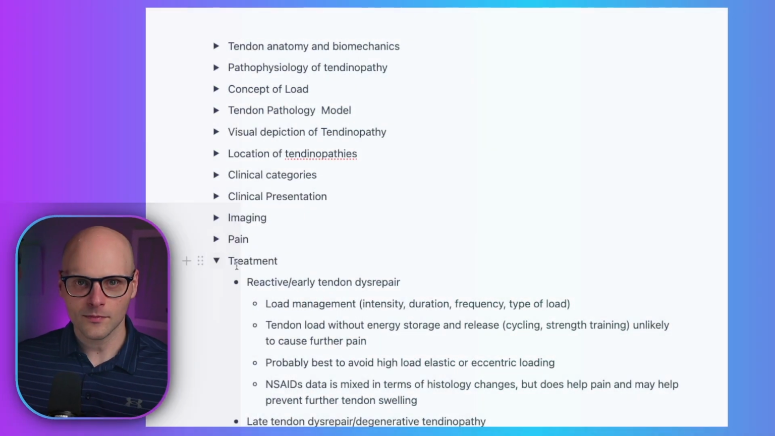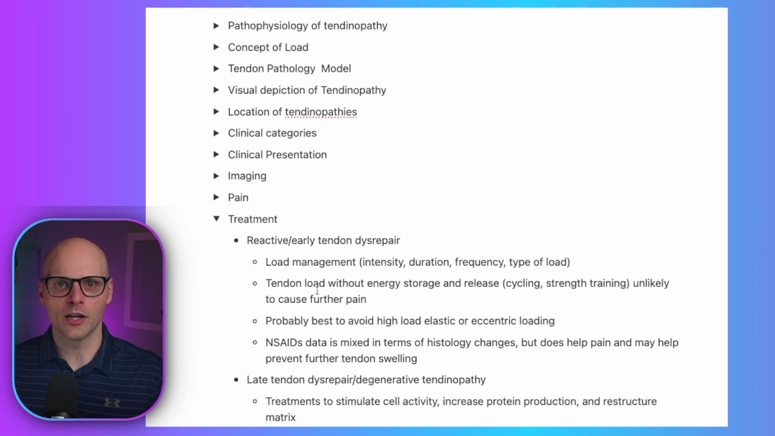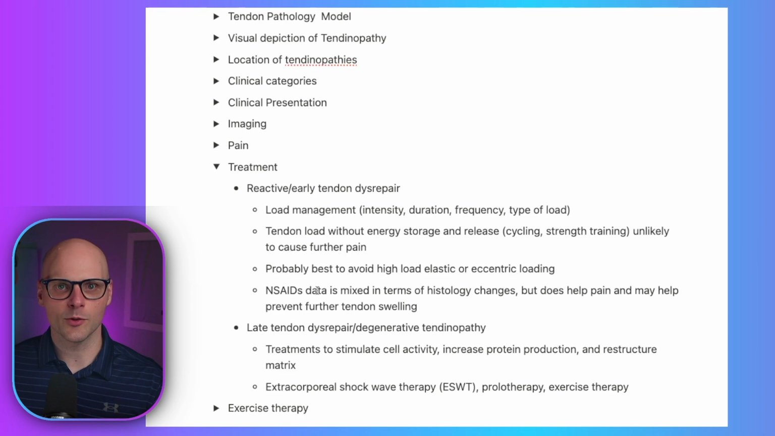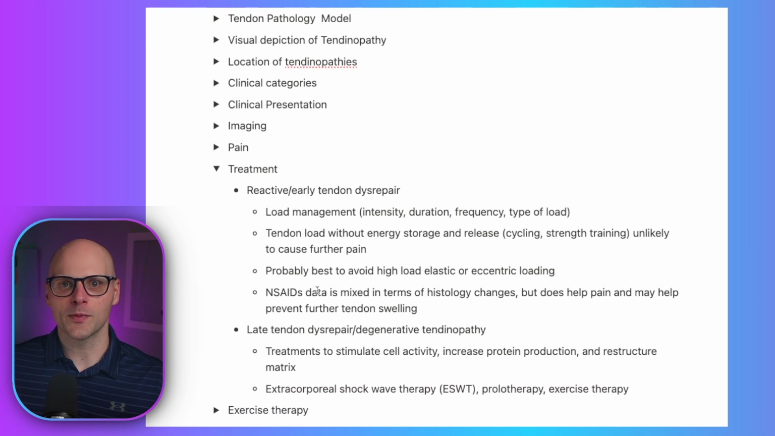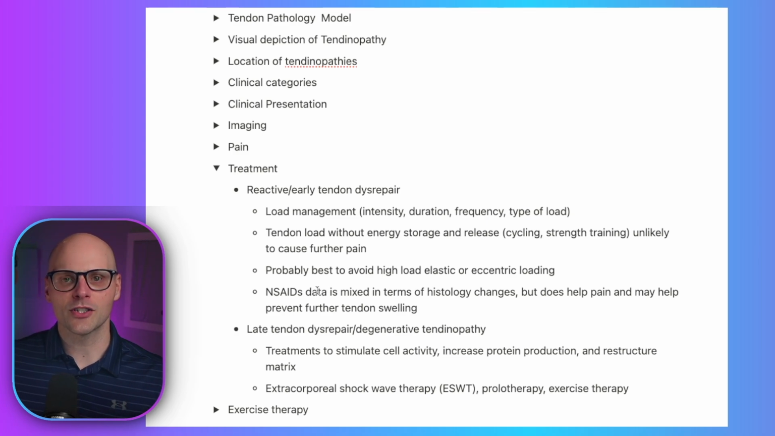So if we talk about treatment, there are lots of treatments. This is going to be a kind of tough one, and we'll dive into this more later. But generally, we think about early reactive tendon or early tendon disrepair. Load management is the biggest thing. We've talked about this over and over again. So load management: the intensity, duration, frequency, and type of load. Tendon load without energy storage and release.